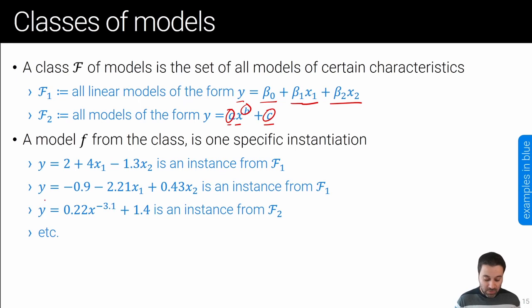If we have the model y equals negative 0.9 minus 2.21 x1 plus 0.43 x2, or whatever numbers, this is again an instance from the first class of models. Over here we have an instance of the second class of models, etc. So you can think about it as a specific instantiation of those coefficients in the model.